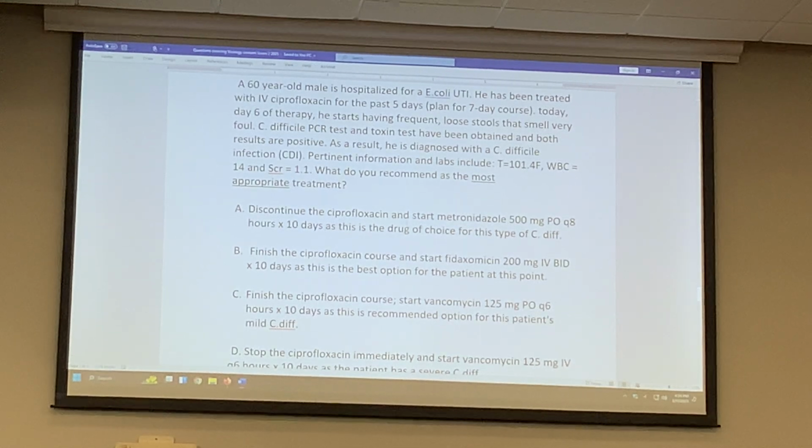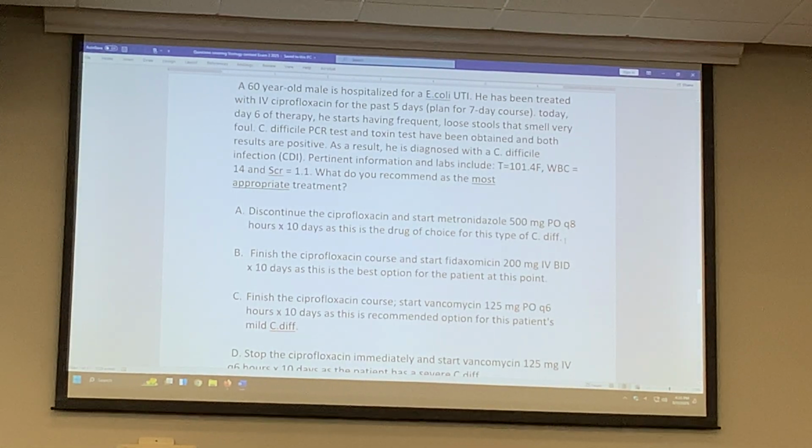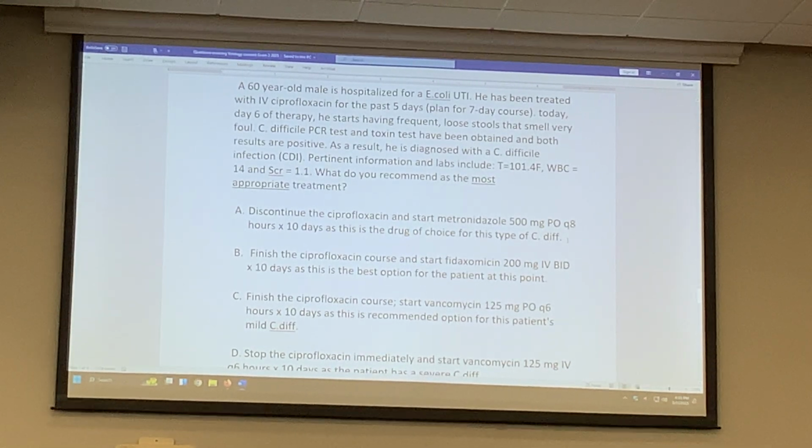Discontinue the ciprofloxacin and start metronidazole 500 Q8 for 10 days, as this is a drug of choice for this type of C. diff. Now keep in mind, metronidazole is still possible. It's not the drug of choice. It is a possibility. It used to be the drug of choice years ago, but no more. So it wouldn't be totally wrong, but the words drug of choice should give it away. It is not the drug of choice.